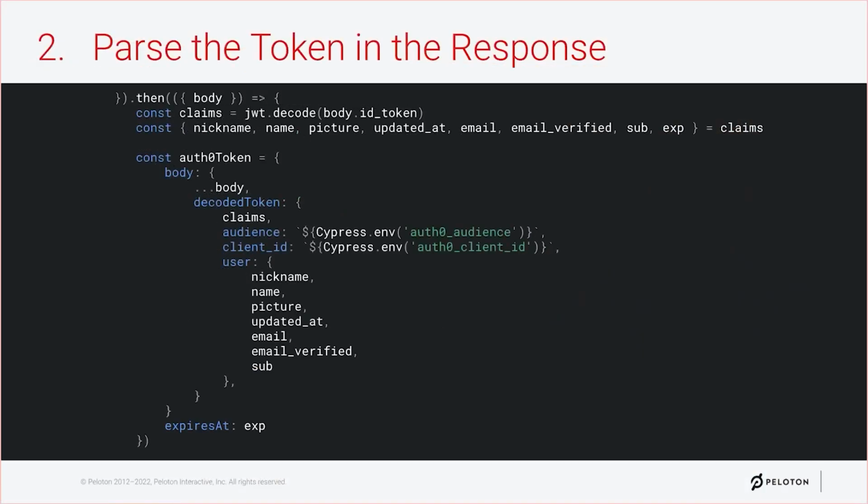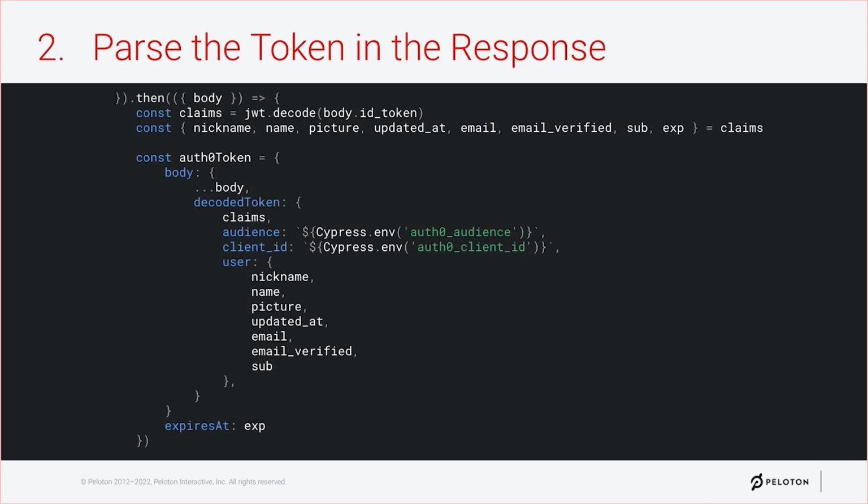As I just stated, we will now take the response from our request to Auth0 and parse it in order to programmatically format the token object in the correct format that our application uses. Once again, this process mimics the logic that Auth0 normally implements for us behind the scenes. The first step here is to deconstruct the response to pull out the values that we need. We will decode the response body's ID token and store it as a variable named claims. Then we will deconstruct the nickname, name, picture, updated at, email, email verified, sub, and expired values from the claims variable.